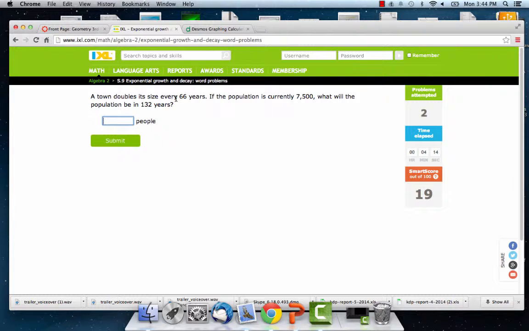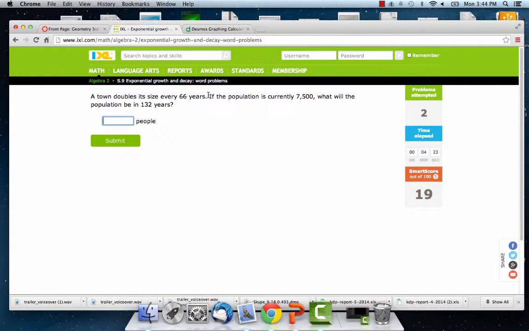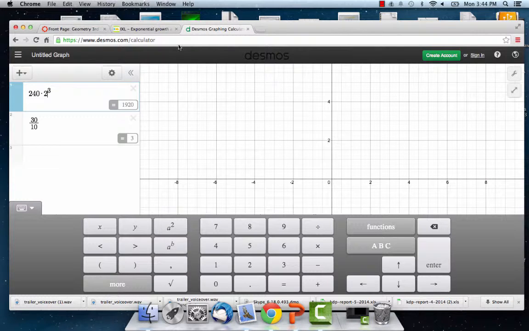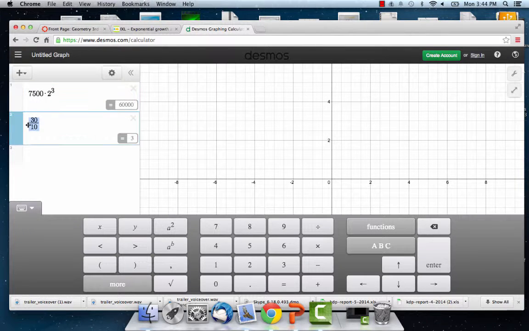A town doubles its size every 66 years, so this is going to be 2 because we're doubling. If the population is currently 7,500, so 7,500 goes here, what will the population be in 132 years? In 132 years, how many 66 years do I have? So 132 divided by 66. That exponent is 2. So the answer is 30,000.